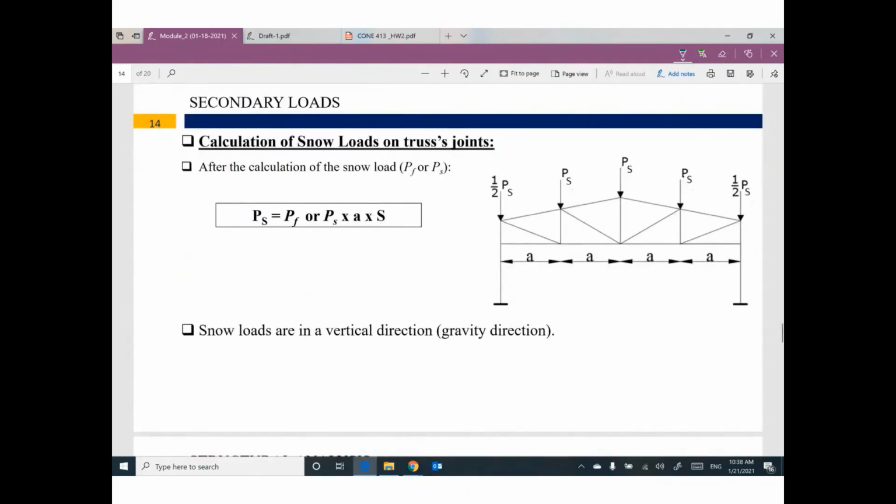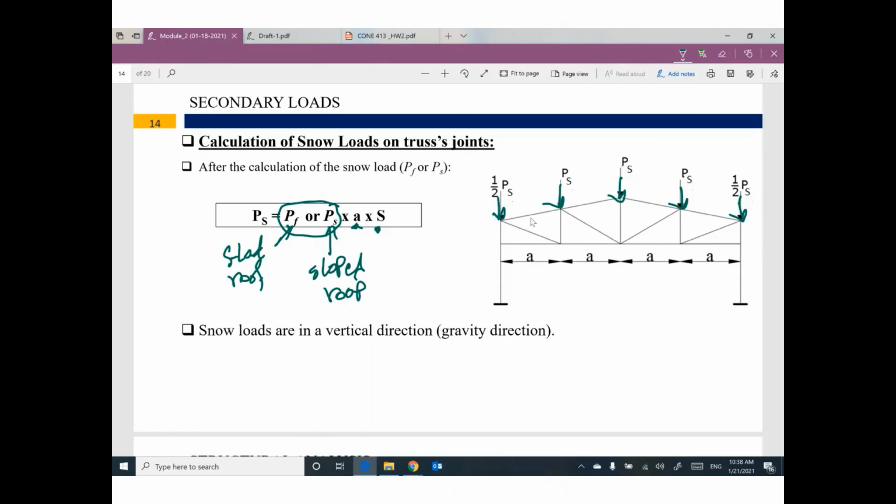Once you are done, I need to convert this snow load from a surface load to a concentrated load at each joint of the truss. So you need to multiply P_f, if you have a flat roof, or P_s, if you have a sloped roof, by A times S. Then you can convert this snow load to a concentrated load at each joint.